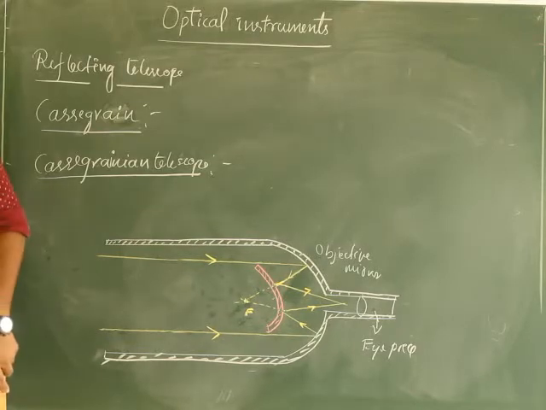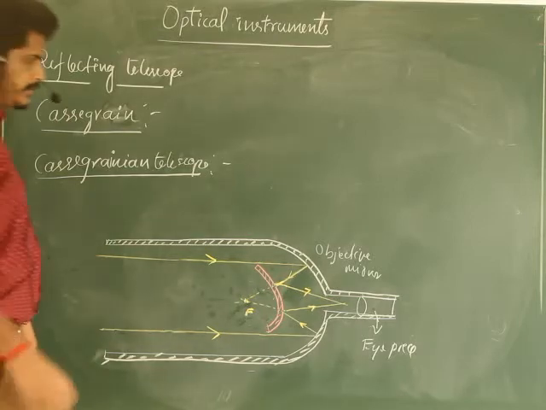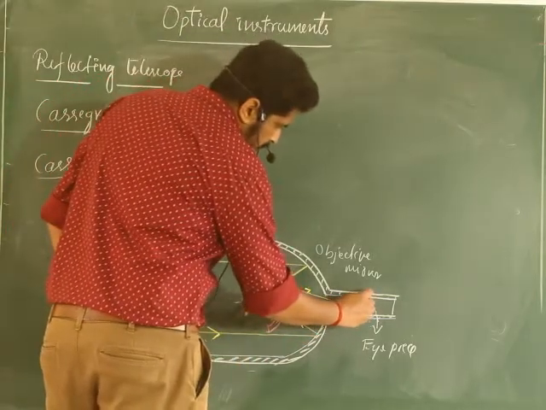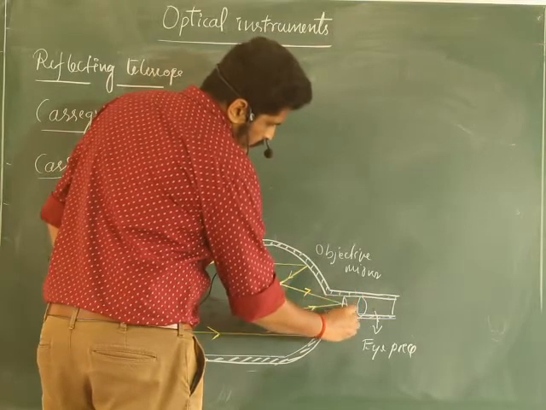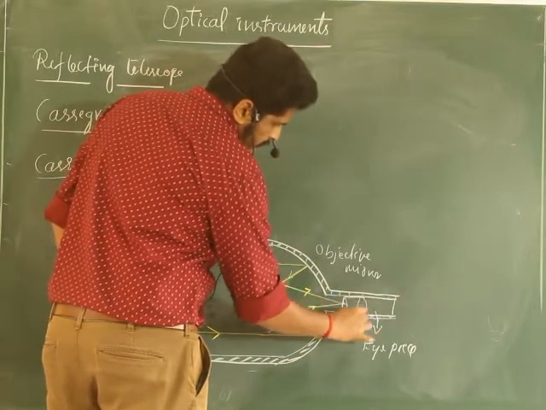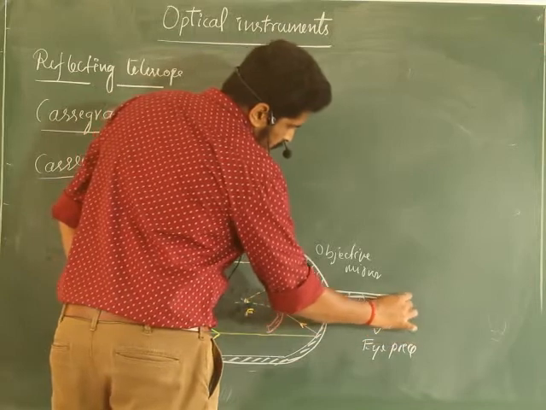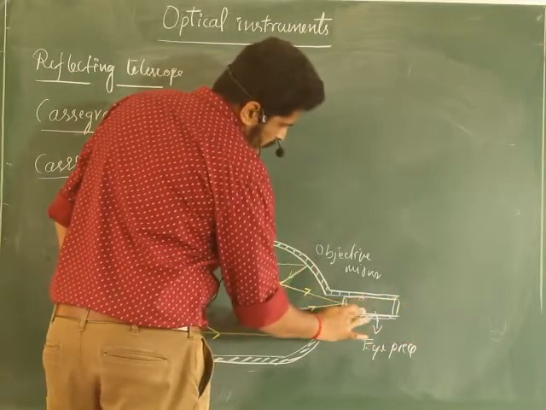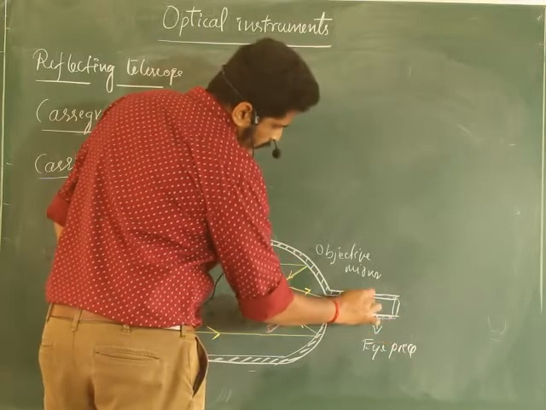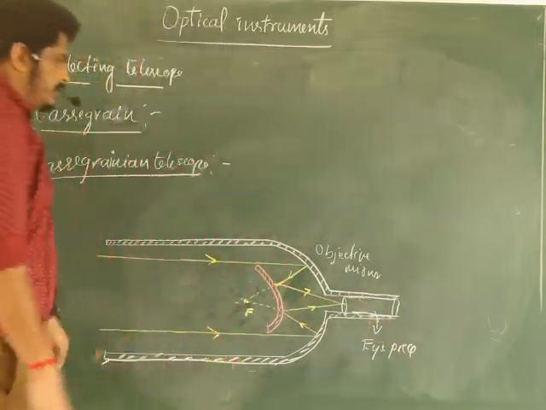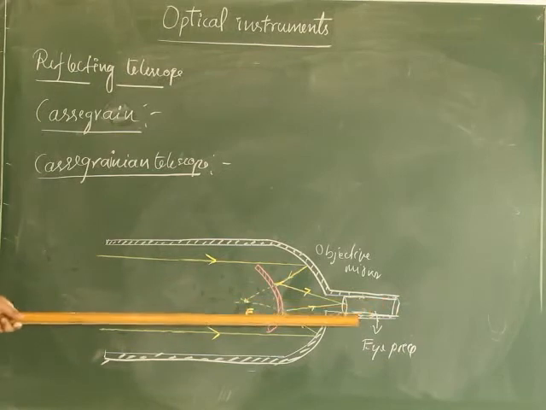So this eyepiece is there, right? I'll just extend till here because the image is forming at this particular point. So like this. This is the eyepiece. So once I complete the diagram, then only you better draw this. Okay, fine. So a small extension I have done here.